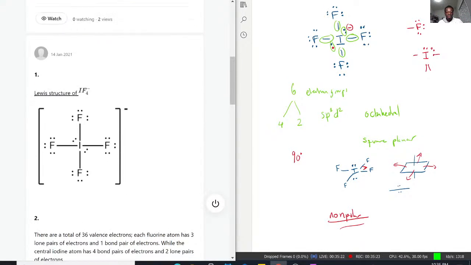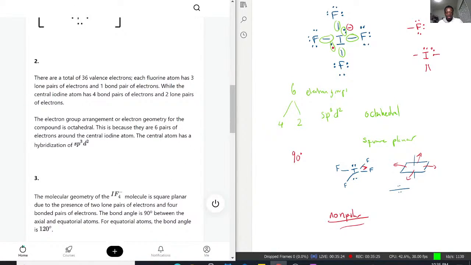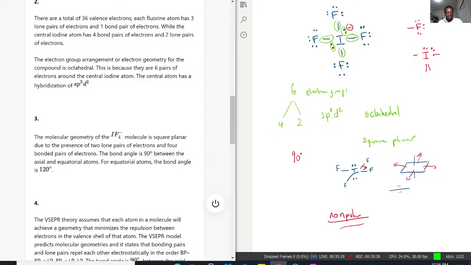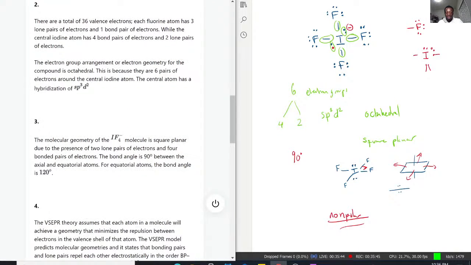Exactly, just the shape that we got. Perfect. 36 valence electrons. We do have sp3d2. Awesome. Molecular geometry is square planar, and the bond angles between the axial and equatorial is 90 degrees. For equatorial atoms, the bond angle is 120 degrees. For that one, it doesn't really make much sense. I don't know where they got the other 120 degrees from, because it should be all 90. Even technically from the lone pairs to the fluorine, it would be a 90-degree angle. So I'm not sure where the 120 fits in.